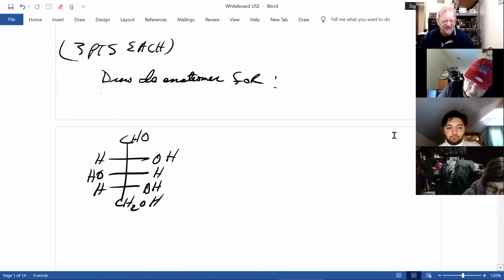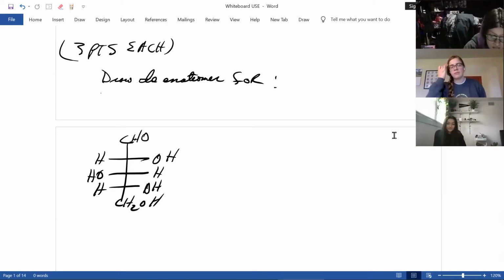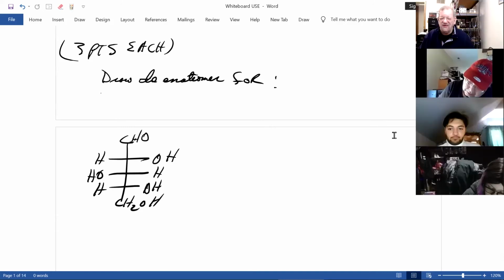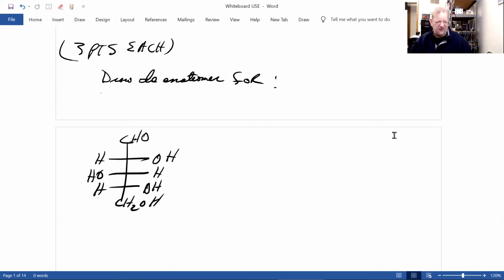And when you're done, give me a thumbs up. All right, I think everybody's got their thumbs up almost. Everybody does. Let's do it. So what does it mean? Draw the enantiomer means draw the mirror image. And it'll be non-superposable. I'll never give you something where there's no enantiomer. I'll say that in a second.